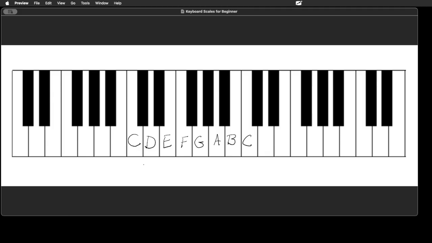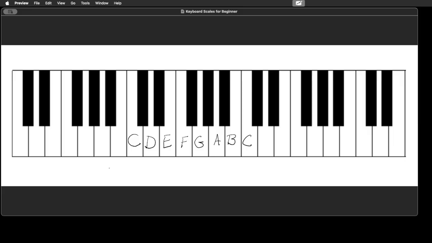And the scales we're going to learn about, the major and minor scales, each have 7 different notes before it repeats. So in this case, the C major scale is all of the white keys on the piano, starting with C and ending on C.